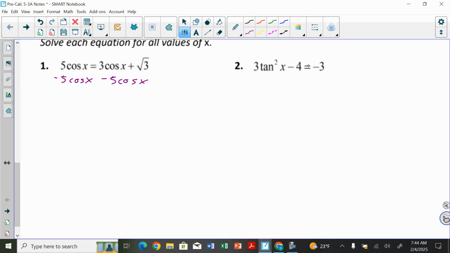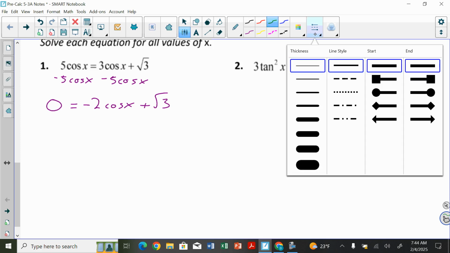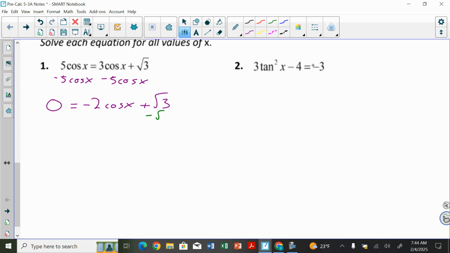Okay, so now on the left side, I'm going to have 0 because those cancel out, and then I'm going to have, well, 3 minus 5 is negative 2 cosine x plus the square root of 3. So I got the cosines to one side. Now I've got to bring this to the other side. I want to isolate it, so I'm going to bring square root of 3 to the other side. So now I am left with negative square root of 3 equals negative 2 cosine of x.